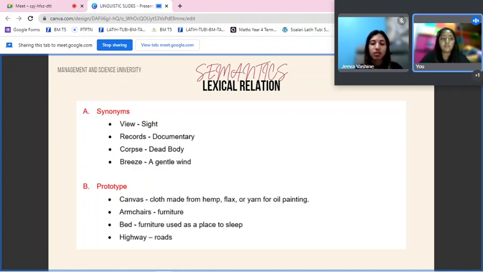So for example, with the four words we picked: canvas, armchairs, bed, and highway. Canvas is actually a cloth made from hemp, flax, or yarn for oil painting. We have a good example for all these words, which is actually what is meant by prototype. Armchairs is furniture, bed is furniture used as a place to sleep, and highways are roads. So moving on to the next one.